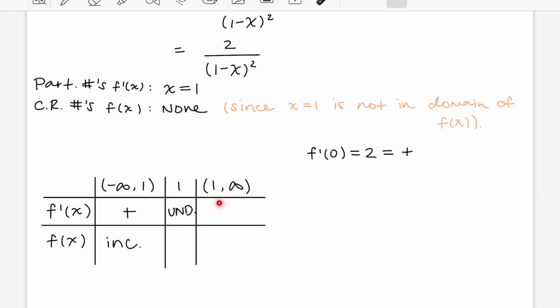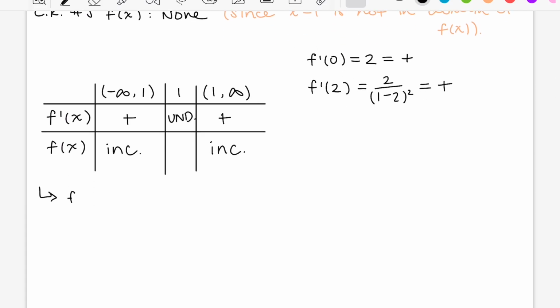Right, now we want to find the sign in this interval. So we'll look at our derivative evaluated at 2. Plugging this into our function, this is a negative number here, but it's squared, so this will be a positive number. Okay. So our function is going to be increasing.